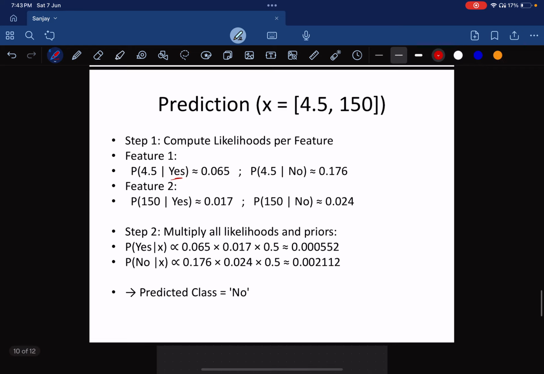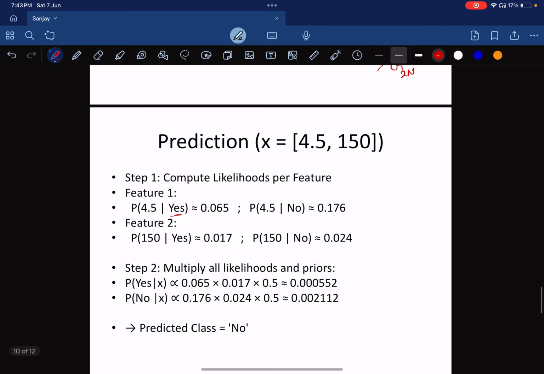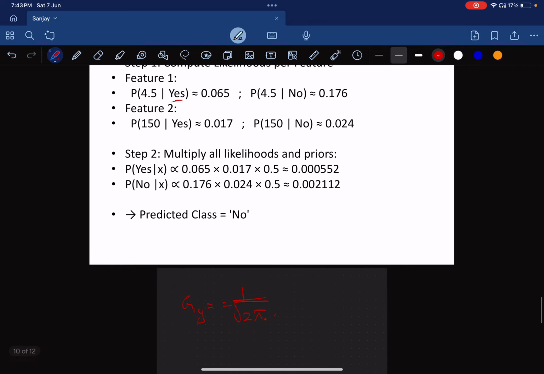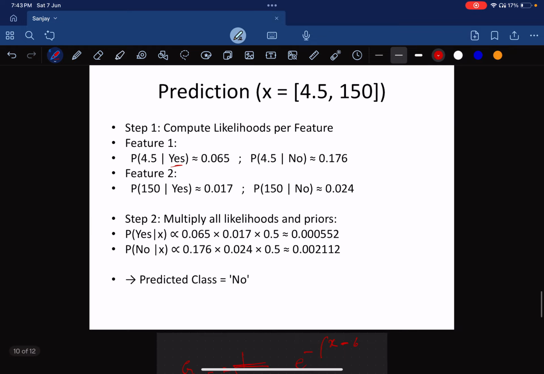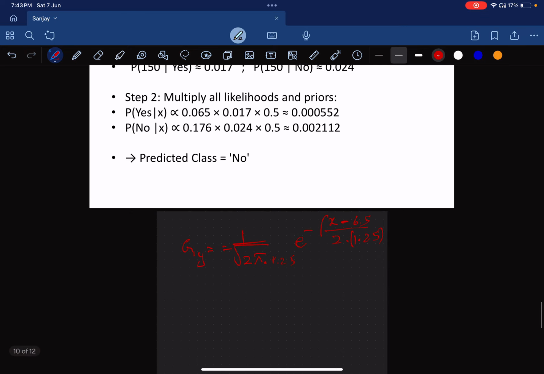If I write the Gaussian function here, g1 of the S class looks like 1 by square root of 2 pi into 1.25, e power minus x by... sorry, this is not 6.5, it's 1.25. Here it is 6.5 and 2 into 1.25 for the g of the first feature.